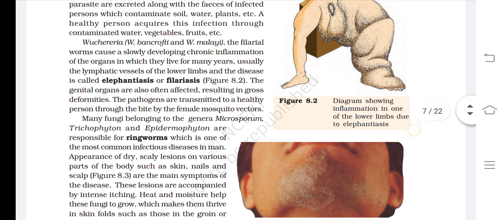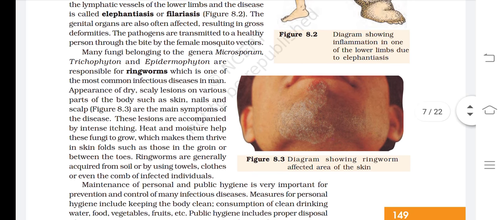Many fungi belonging to the genera Microsporum, Trichophyton and Epidermophyton are responsible for ringworms, which is one of the most common infectious diseases in man. Appearance of dry, scaly lesions on various parts of the body, such as skin, nails and scalp, are the main symptoms of the disease. These lesions are accompanied by intense itching.